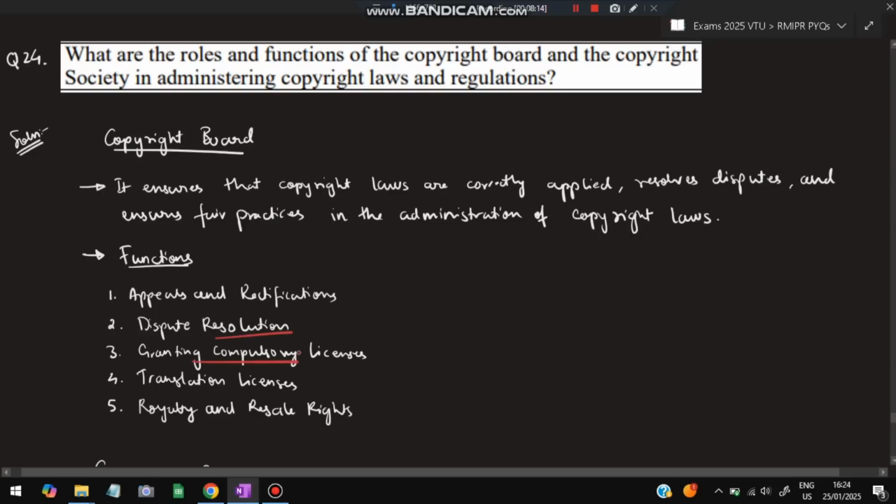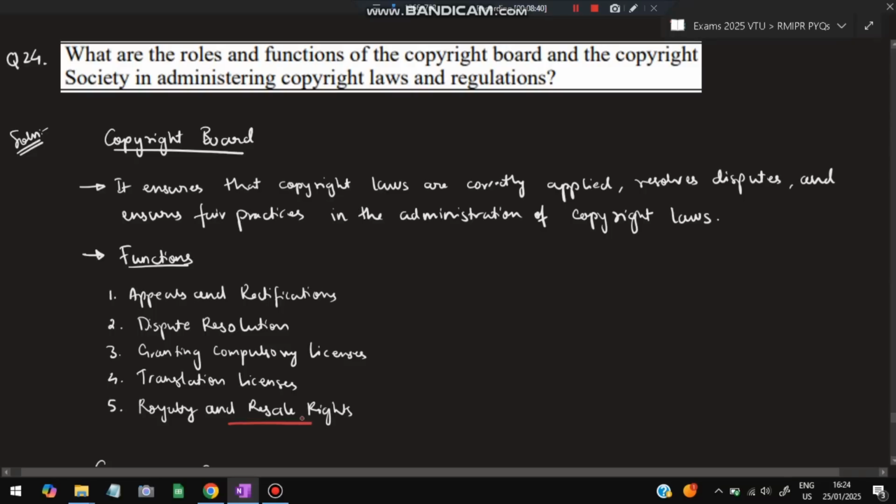Granting compulsory licenses. The board can grant compulsory licenses to publish or republish the work in certain situations, such as after the work has been published for 7 years. Next is translation licenses. It issues a compulsory license for translating the literary work into other languages after 7 years of first publication.